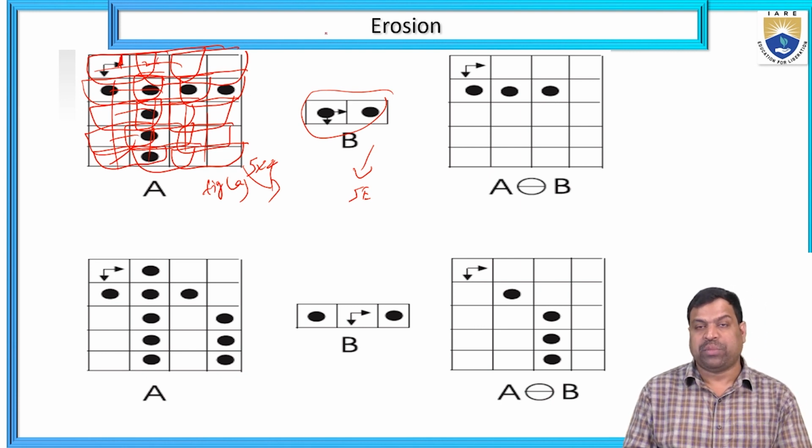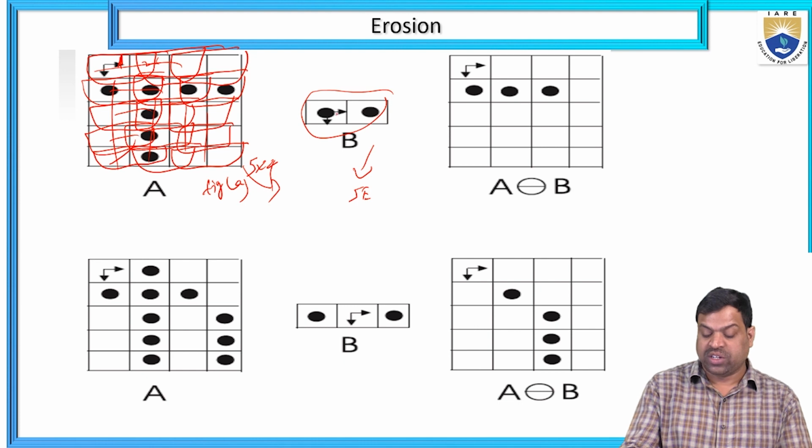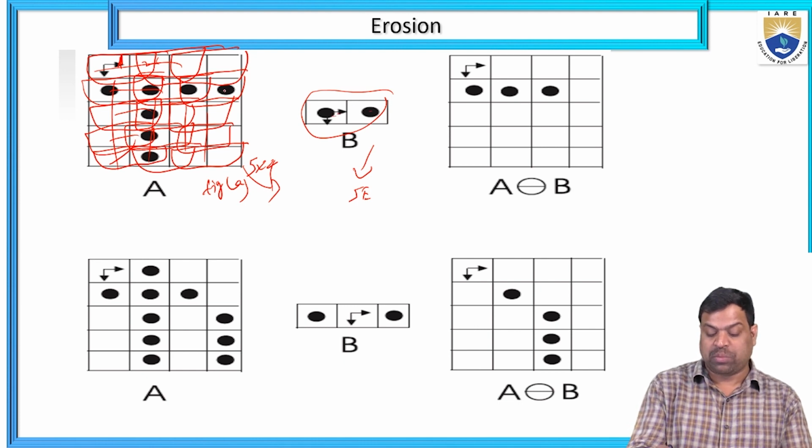Okay. So how many are mapped with the structuring element? These two are there. How many of the two are mapped? So I have to take that one. Here only three are mapped. I'm taking here only 1, 2, 3. Three are mapped. Okay.